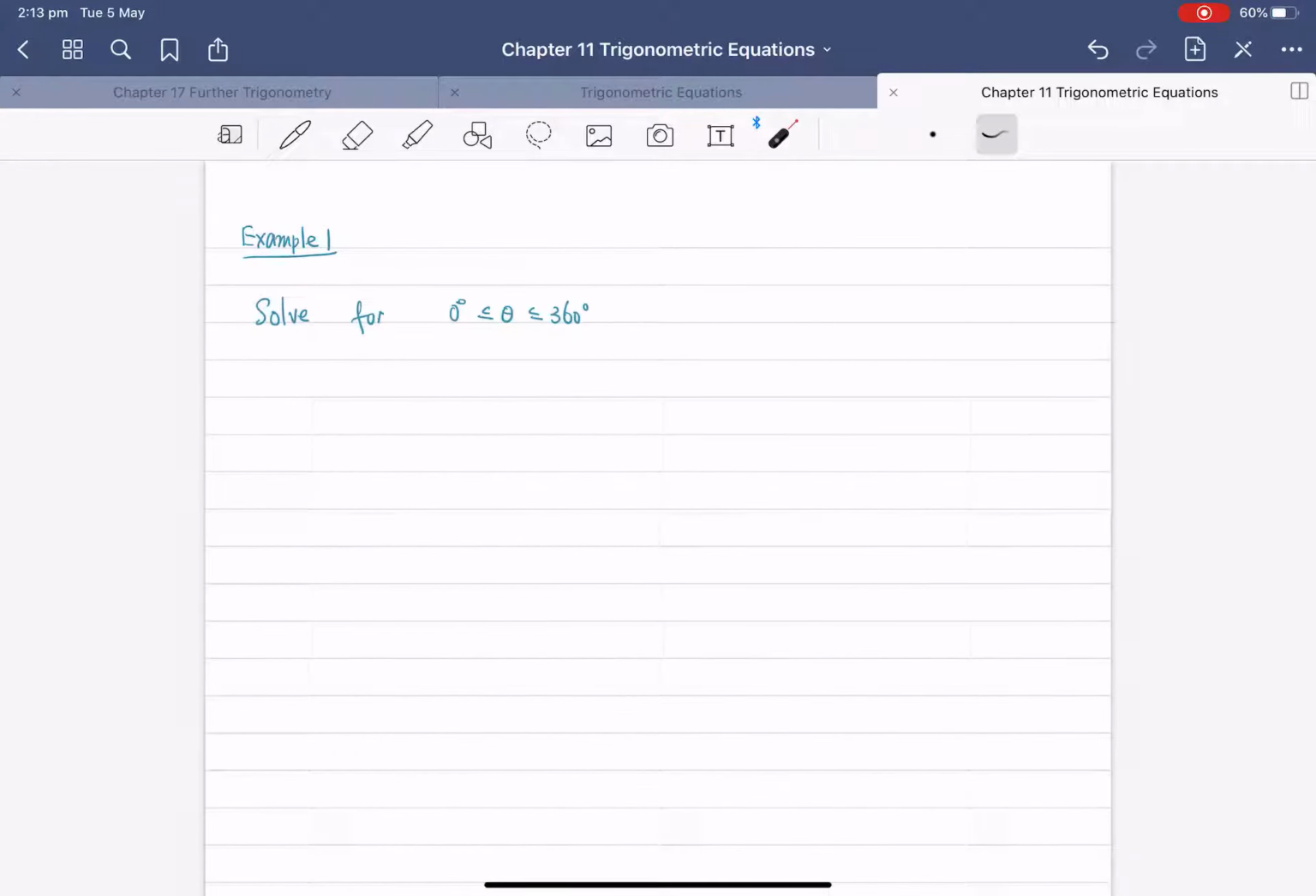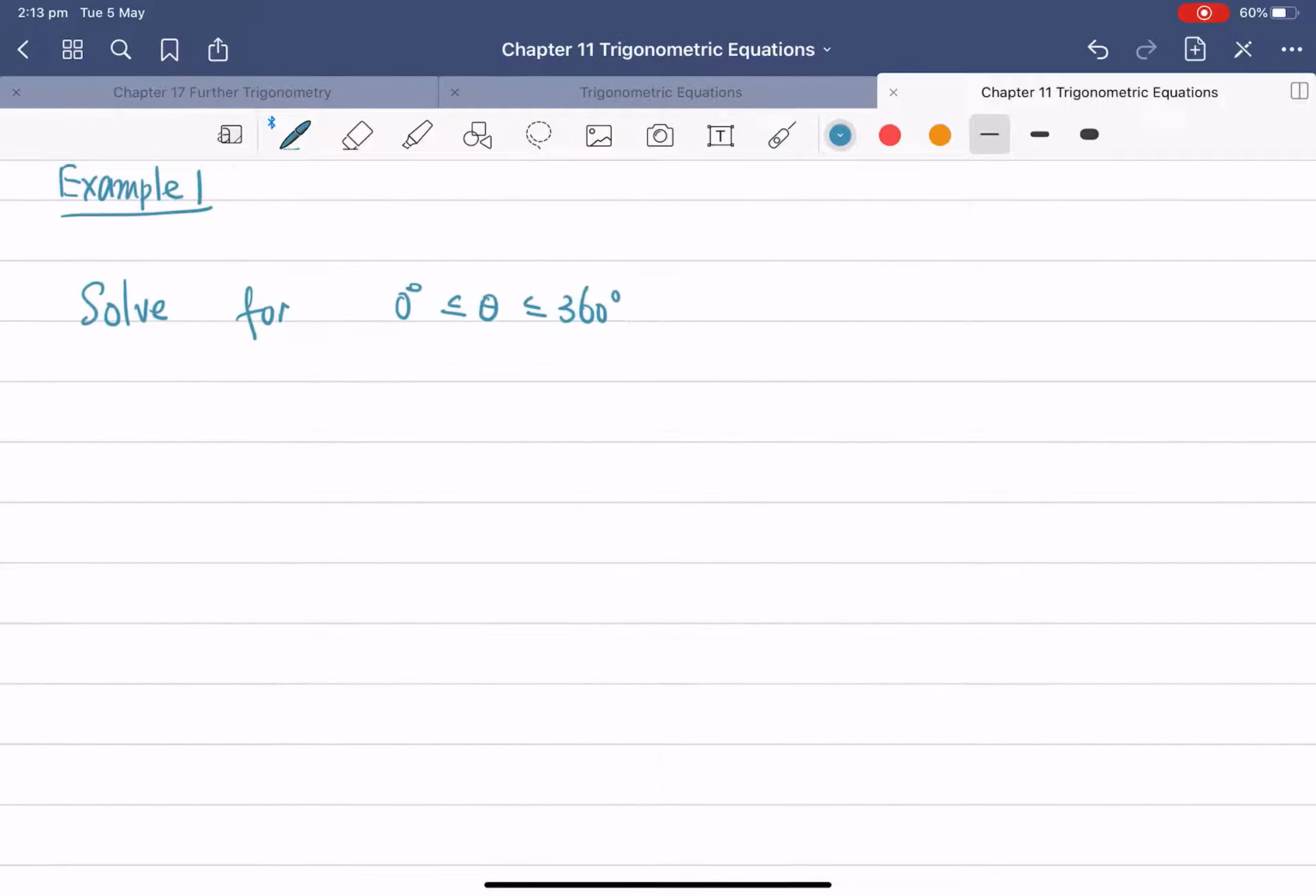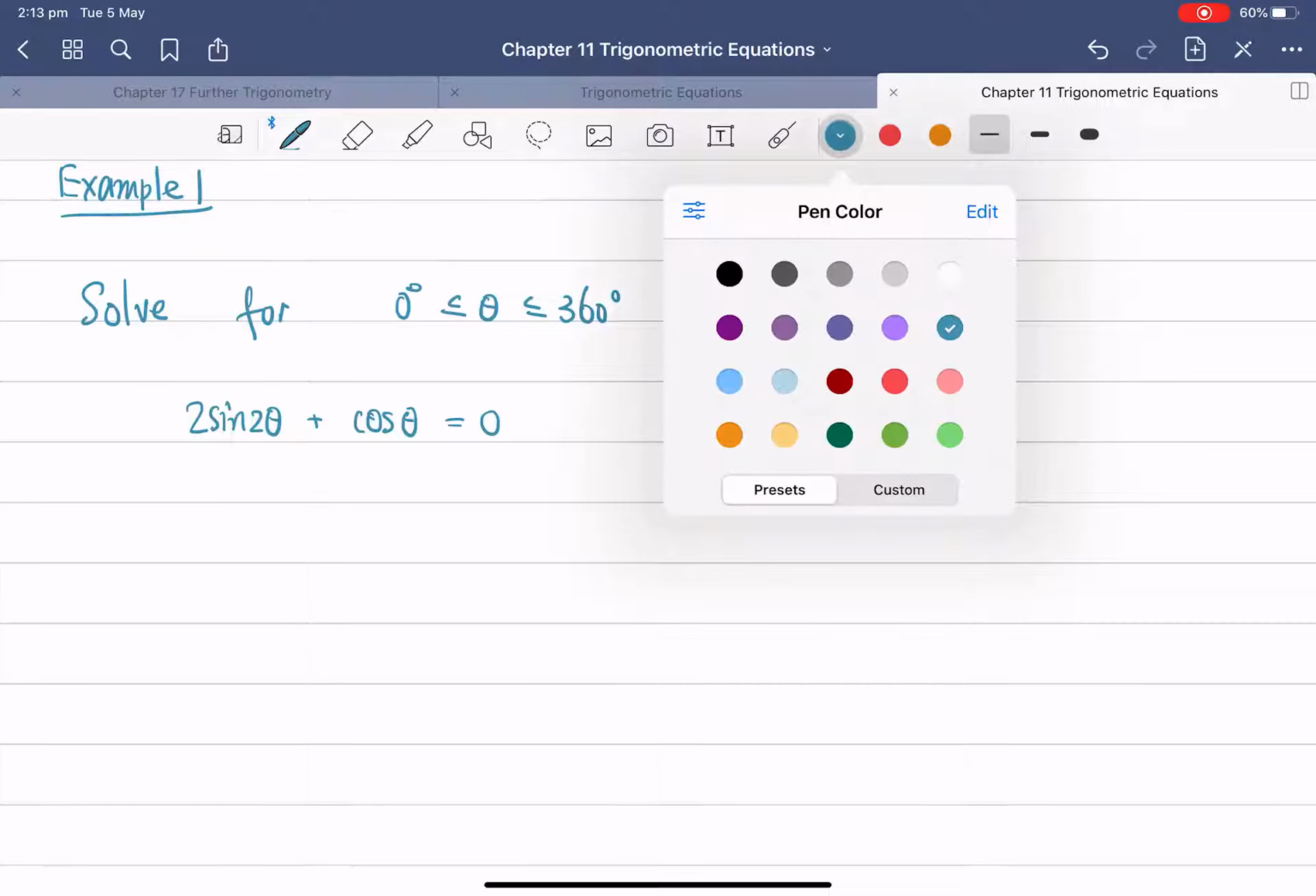So here's the first question. Solve for theta between 0 and 360 degrees. So the first question is, let me pick a good one. The first question is 2 sine 2 theta plus cosine theta equals to 0. All right, with this question here, how do we solve this question? How do we solve it?